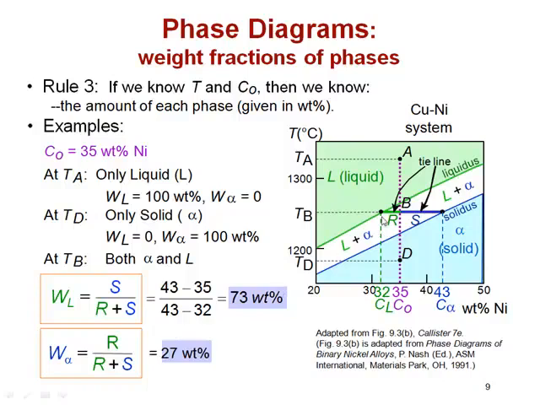How do we measure the length? If we project this point down, it gives us the composition, which is 43. If we bring this point down, it gives us the composition, and we know the composition of that one as well. So 43 minus 35 gives us the length of this bit of the line, 35 minus 32 gives us the length of this line, and 43 minus 32 gives us the total length of the line. Putting all these figures in the equation, we can easily compute the weight percent of each phase.